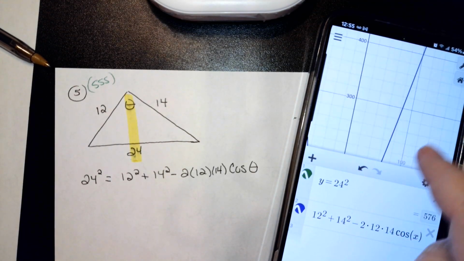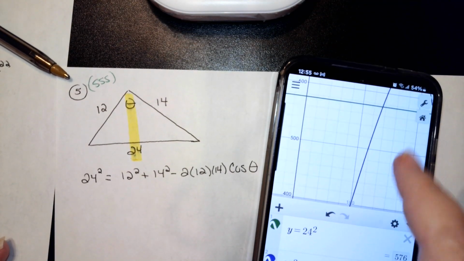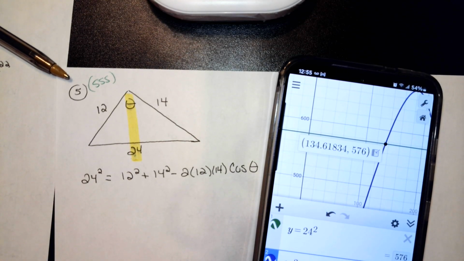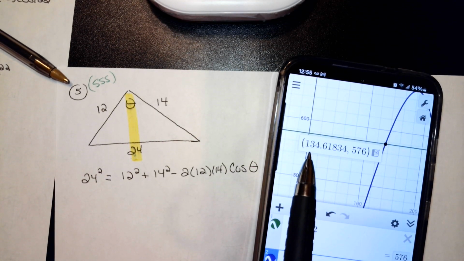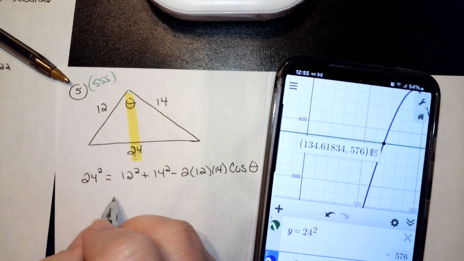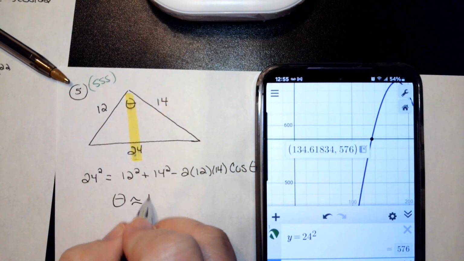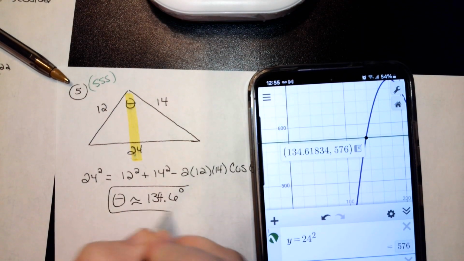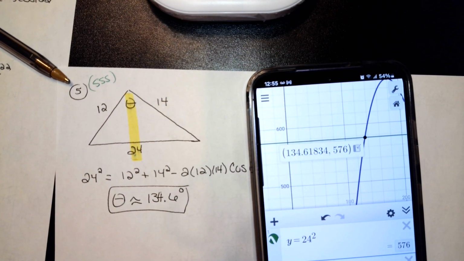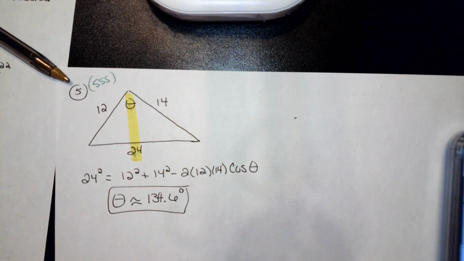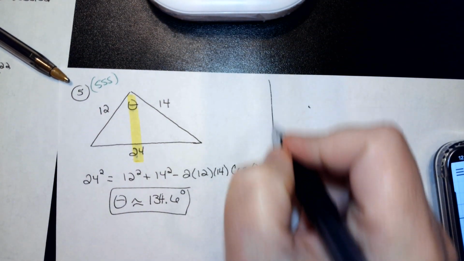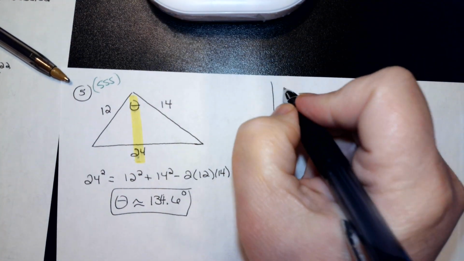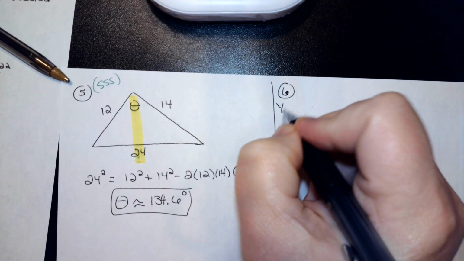Alright, so let's find out where they first intersect. So they first intersect right there. So this angle is going to be approximately 134.6 degrees. So here theta is approximately 134.6 degrees. Alright, so let me give you a U-try that's just like this one.